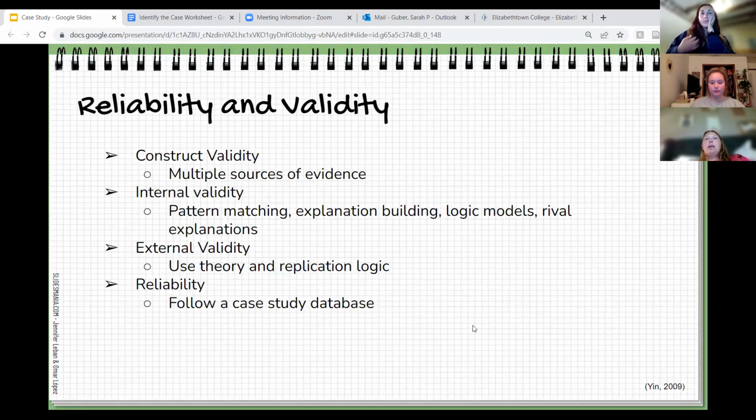Reliability and validity. So there's construct validity, and this includes multiple sources of evidence. Internal validity is the pattern matching, explanation building, logic models, and rival explanations. External validity would then be the use of the theory and replication logic. And reliability, this would be when you follow a case study database.